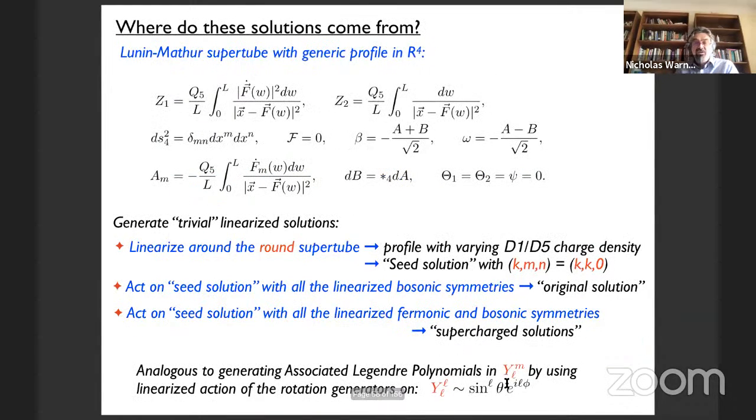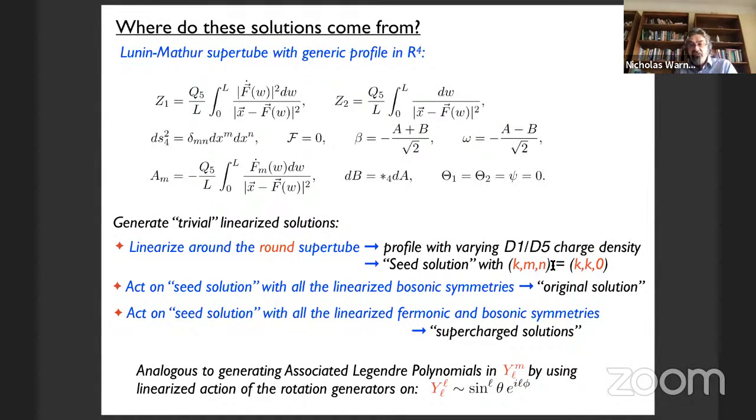So what actually you can think of it as like saying, well, I know what Y_LL is in spherical harmonics. It's an extremely simple function. It's sine to some power times e to the i L phi. And I can generate all the associated Legendre polynomials and all this other Y_LM stuff by acting with J minus. And this is a much more sophisticated version of doing just that.